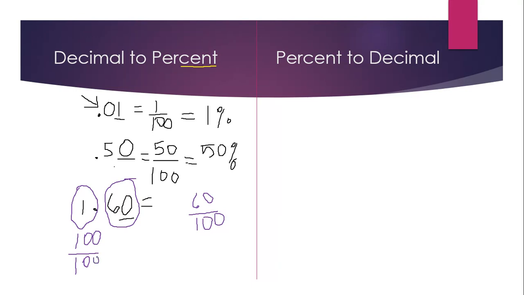Is a dollar. Now if I combine these two, this one and this one, what do you think you might have? You will have 160%. Okay? 160 pennies make $1.60.